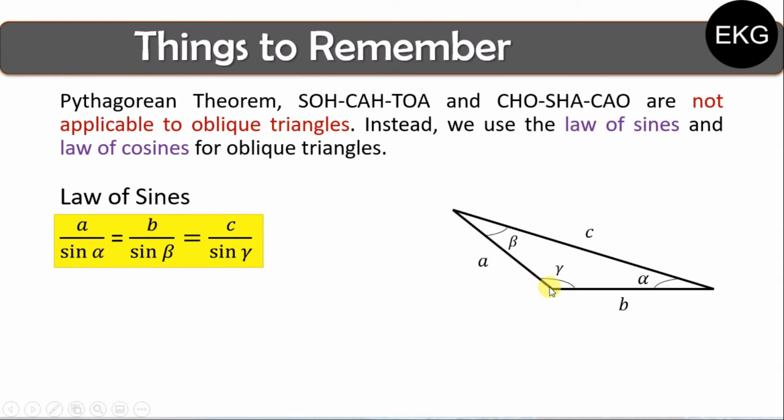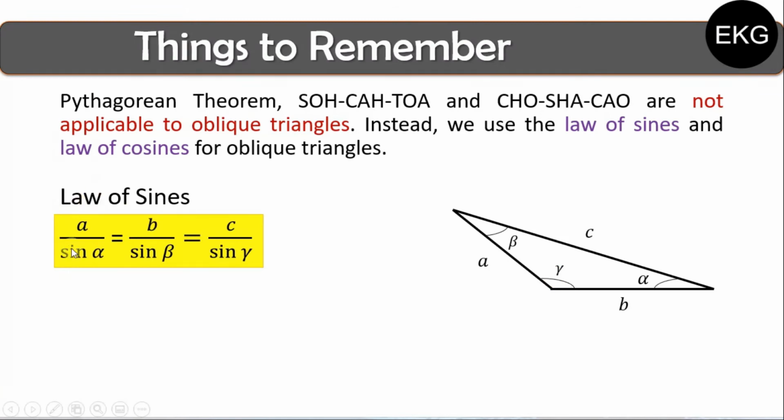A, this side, over the sine of the opposite angle. Another thing is B over sine beta. Yung side B over the opposite angle ng side na to, which is angle beta, katapat niya na side or atbang niya nga side. And C over sine gamma. So this side C, over this angle, opposite angle na gamma.